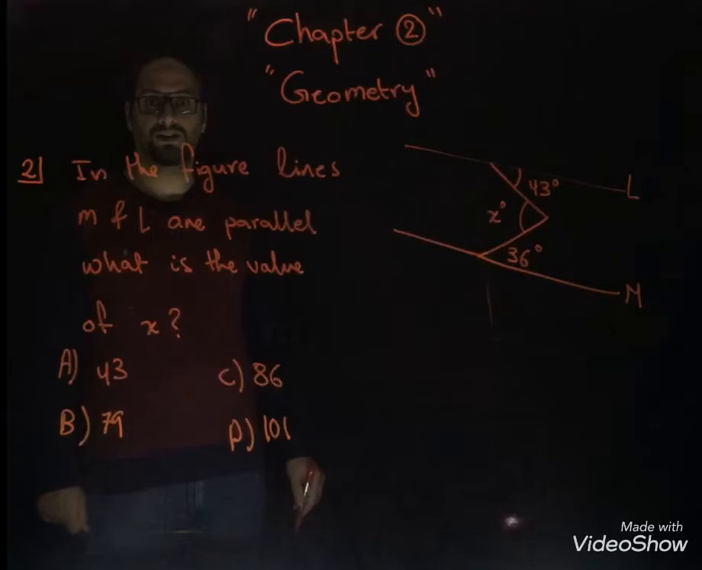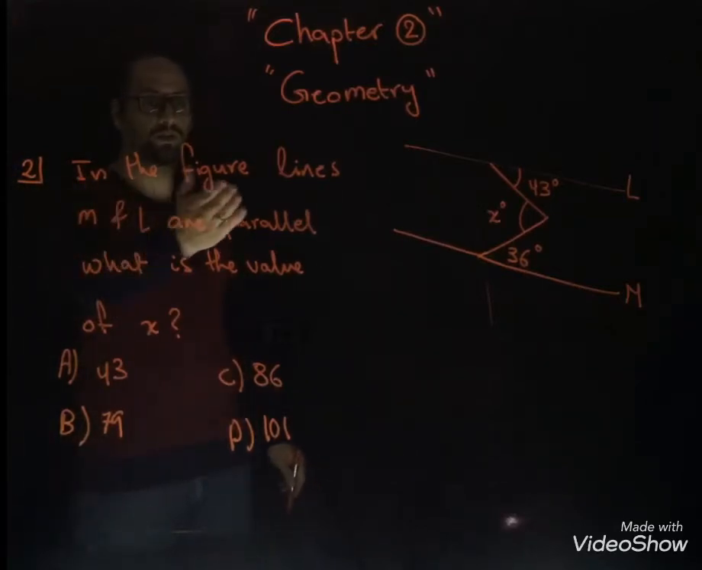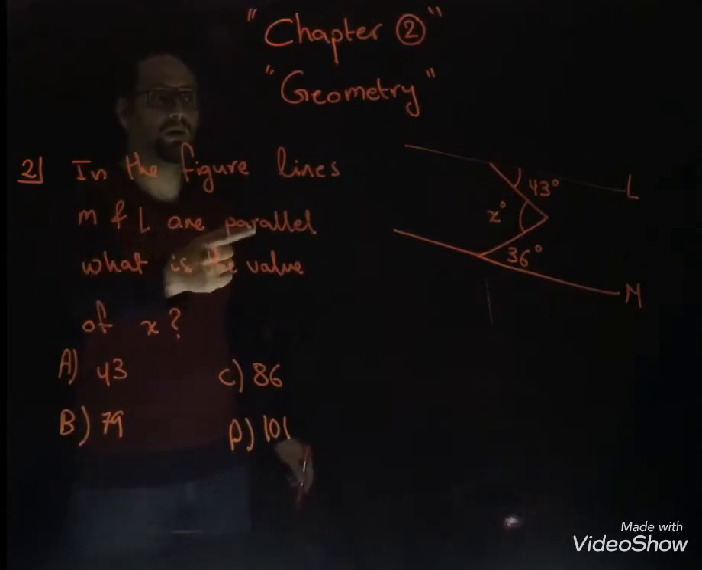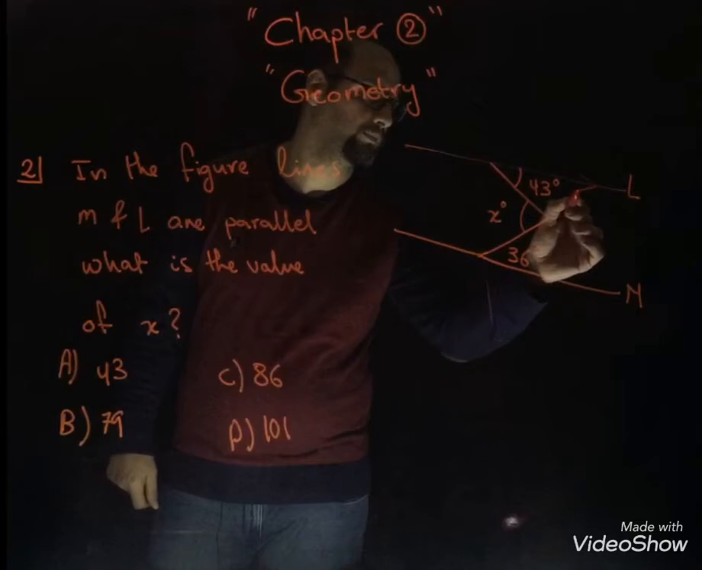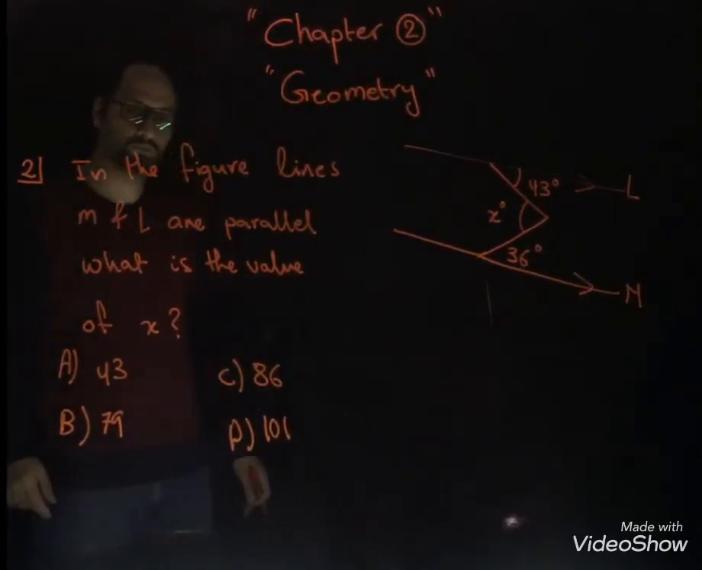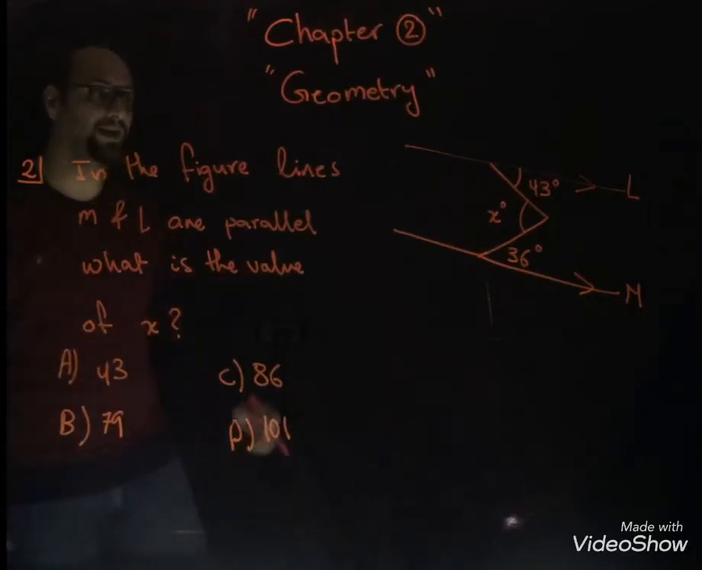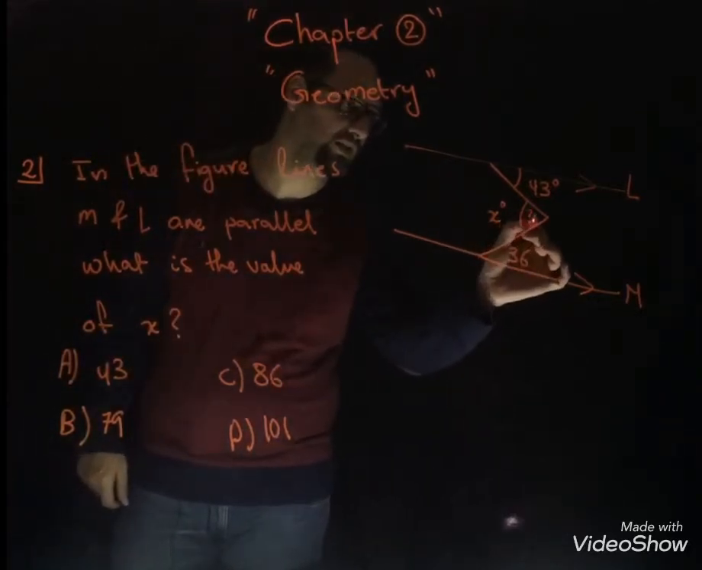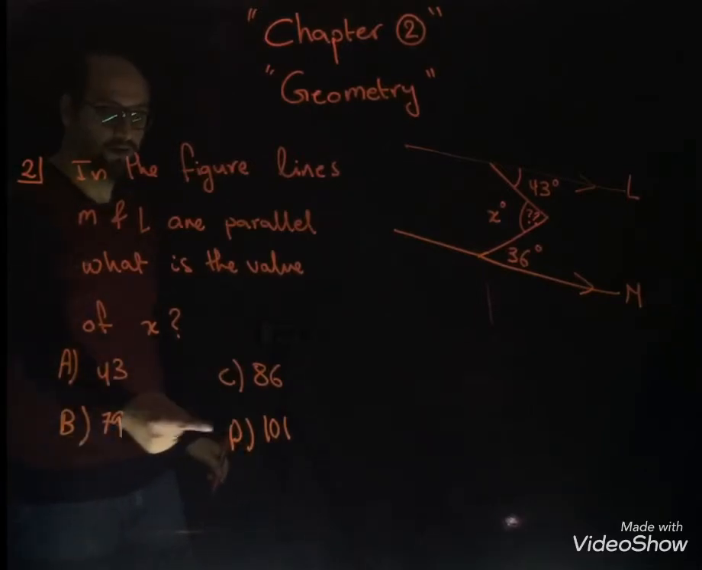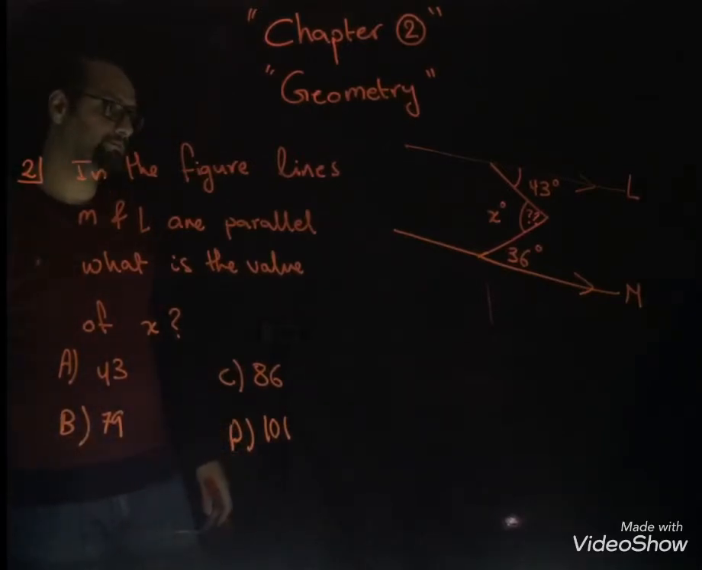Hello, my student. Let's go to question number 2. In the figure, this figure, lines M and L are parallel. This line is parallel with this line. It means no intersection between them. What's the value of this angle x here? The choices are 43, 86, 79, 101.